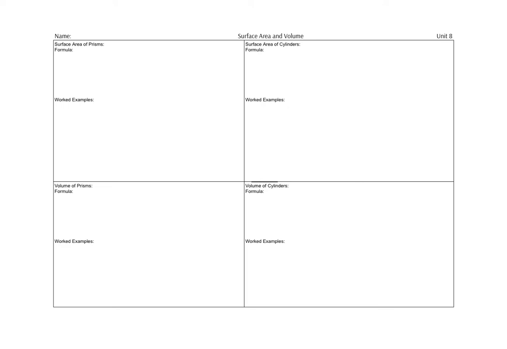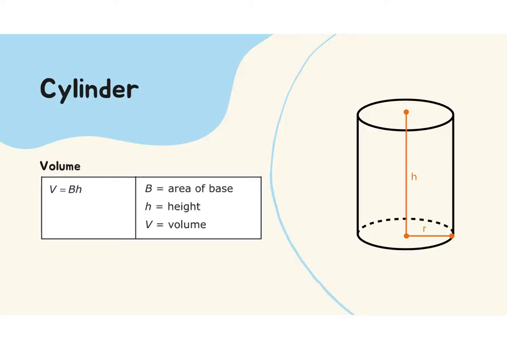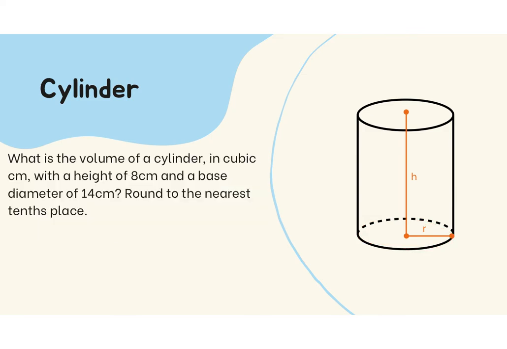Make sure you label it so that you know what to look for when you go back and look at it at a different time. This is what you'll see. This is the most generic form of your volume that you'll see, your area of the base times height. In this case, our base is a circle, and we know that to find the area of a circle, we do pi times the radius squared. So then for our volume, we would do pi times the radius squared, and then multiply that by the height of our cylinder. That brings us to our first example.